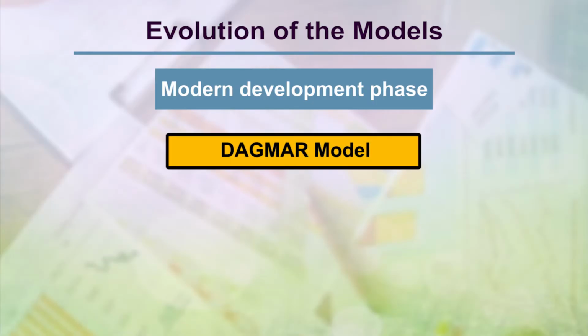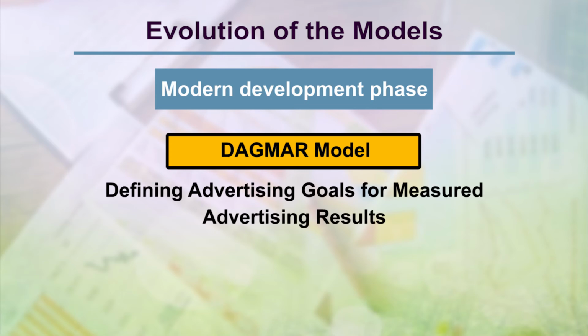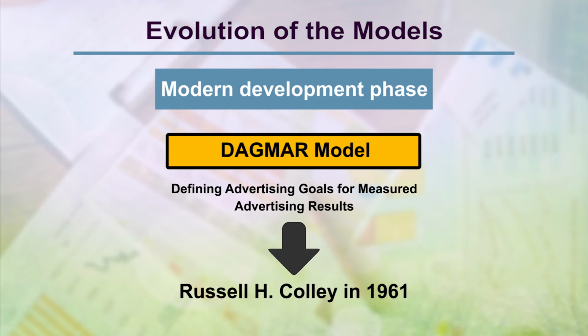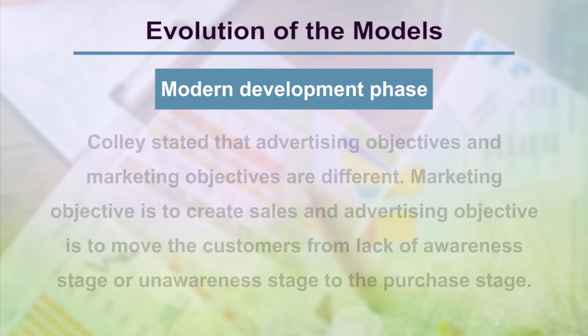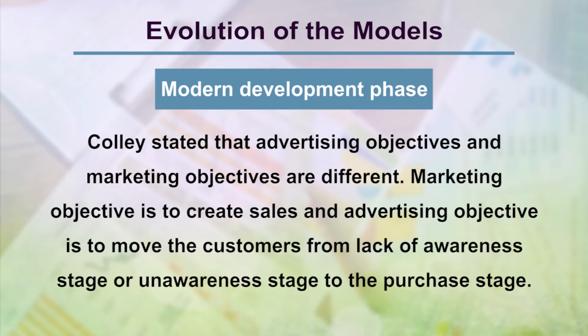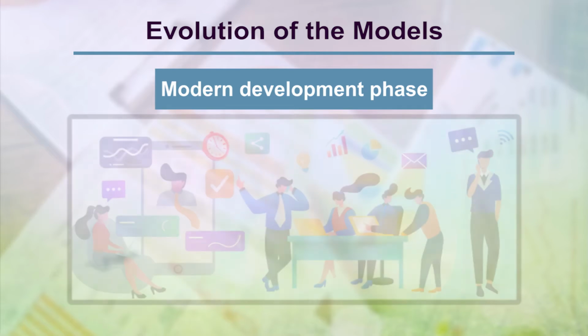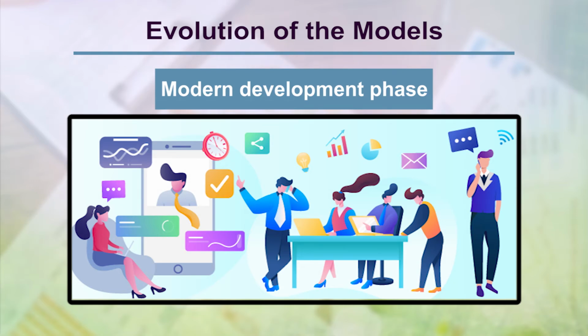Dagmar is an acronym, which stands for Designing Advertising Goals for Measured Advertising Results. It was first stated by Russell H. Colley in 1961. Colley stated that advertising objectives and marketing objectives are different. Marketing objective is to create sales, and advertising objective is to move the customers from the lack of awareness stage or unawareness stage to the purchase stage. So the objective of advertisement is movement of the customers.